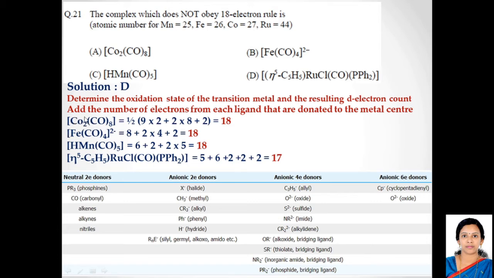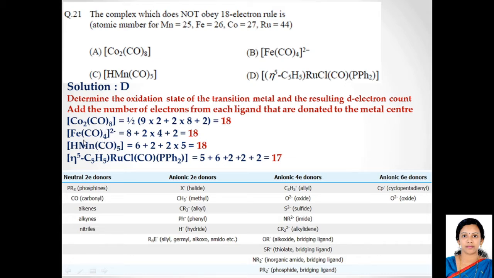So 9 electrons for each cobalt multiplied by 2, because there are 2 cobalts, plus 2 multiplied by 8, because there are 8 carbonyl ligands donating 2 electrons each, plus 2 because these 2 electrons are involved in the cobalt-cobalt bond. And the whole thing you divide by 2, because you have to find the number of electrons around each transition metal, that is, around each cobalt. So you get 18 electrons for each cobalt. That means the cobalt carbonyl complex obeys the 18 electron rule.